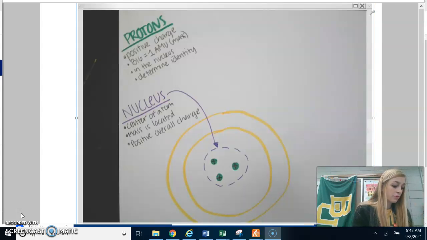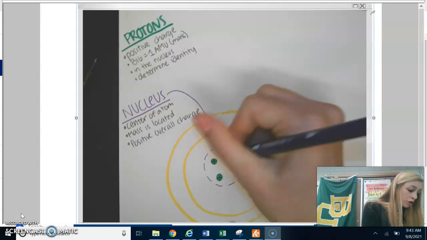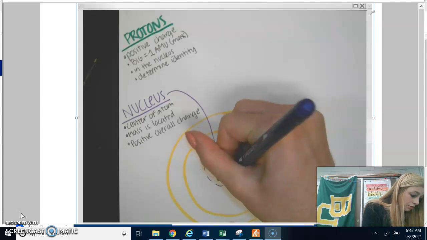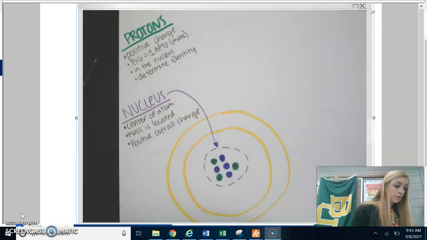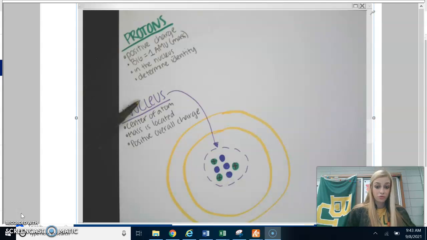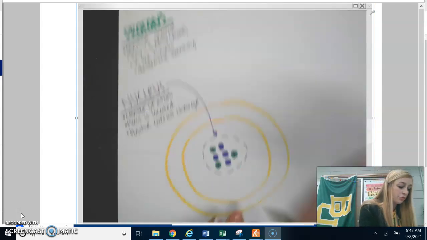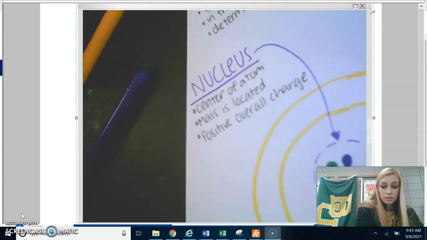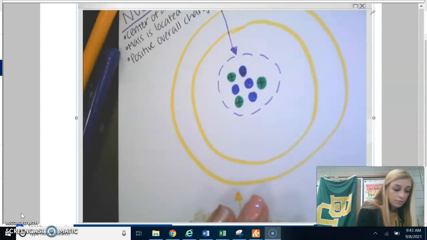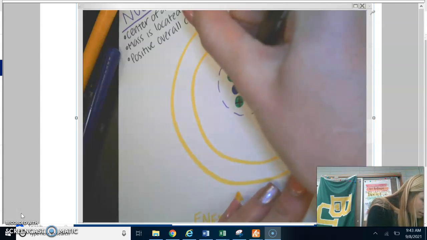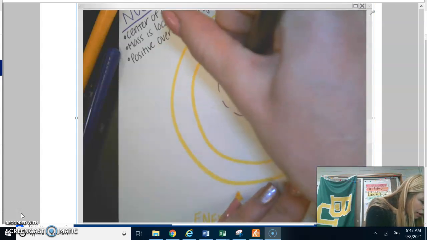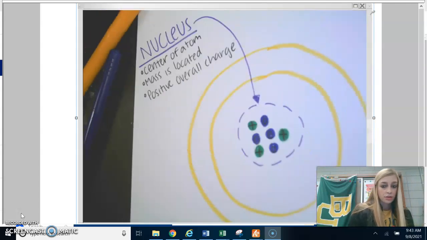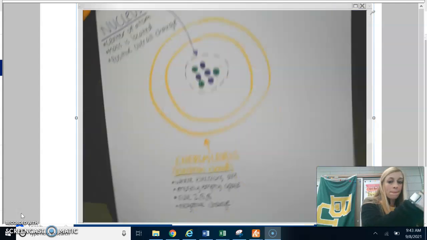Okay, and then I'm going to draw 4 neutrons. 1, 2, 3, 4. And because they are neutral, I'm going to put a 0 in the neutrons. I think it's really hard to see, but I wish I had a black Sharpie right now. I'm putting a 0 inside the blue neutrons. I know it's hard to see.